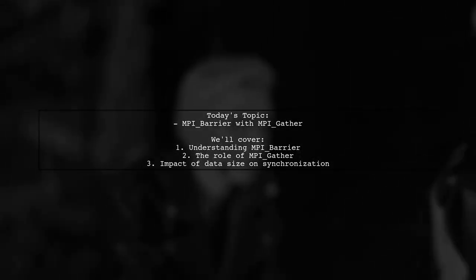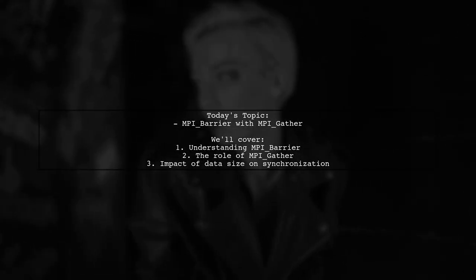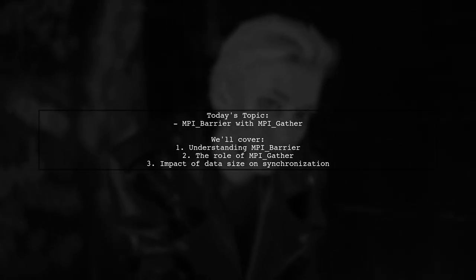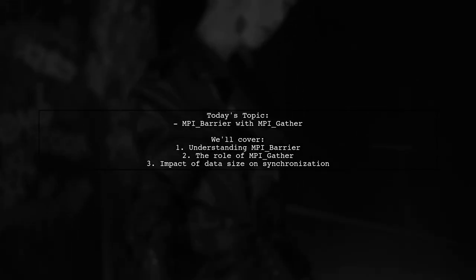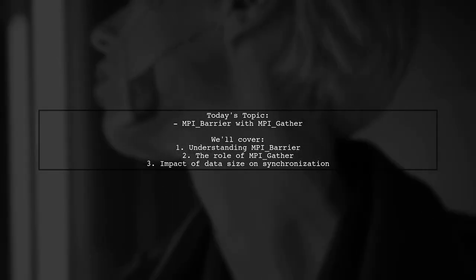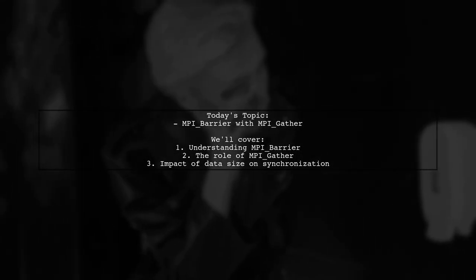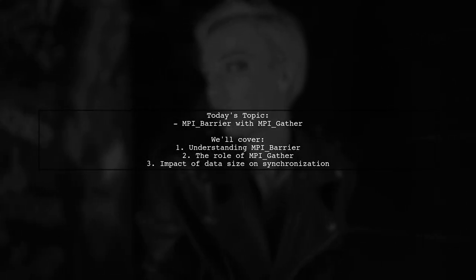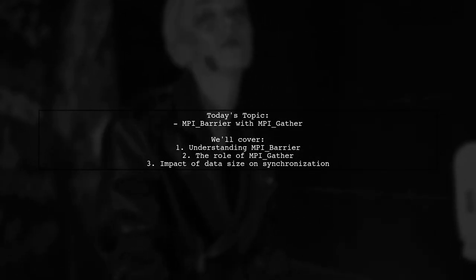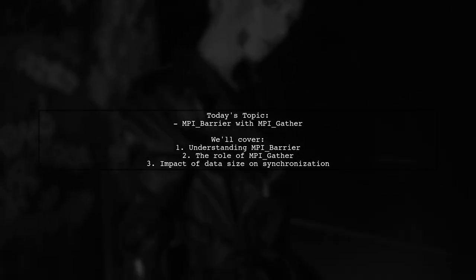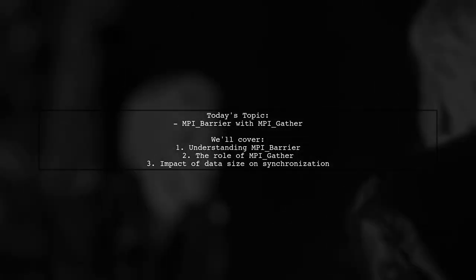Today, we're diving into a fascinating question from one of our viewers about MPI, or the message passing interface. They want to know about the role of MPI barrier in conjunction with MPI gather, especially when dealing with small versus large datasets. Specifically, they ask, is MPI barrier ever needed after an MPI gather, or does MPI gather already include an implicit barrier? And does the size of the data being processed make a difference? Let's explore this intriguing topic together.